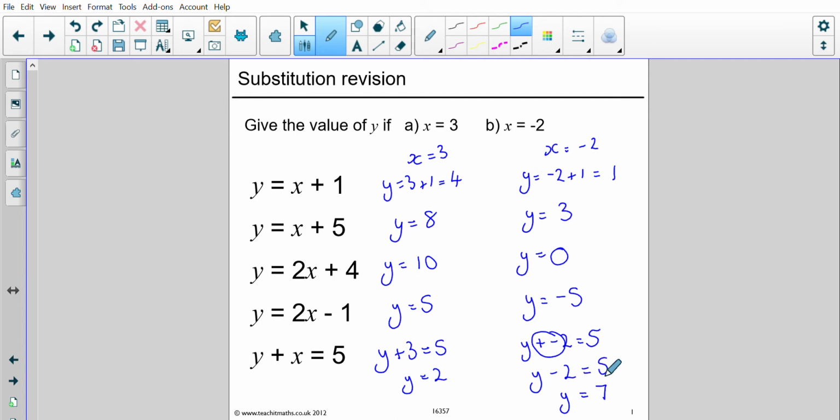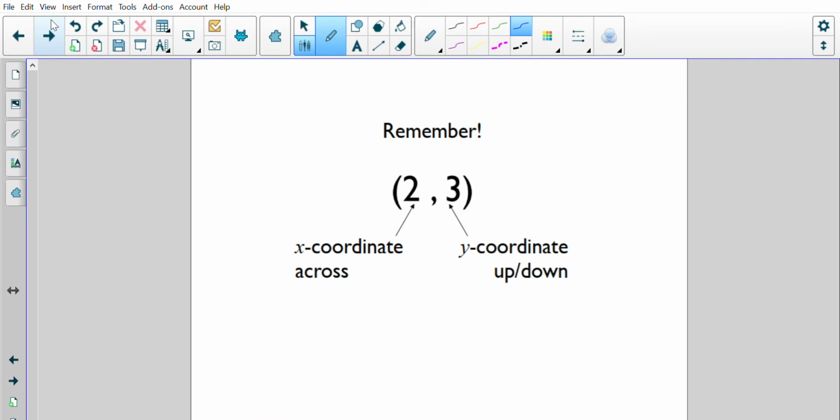Okay, if you found the negative ones of those, substituting x is minus 2, a little bit tricky, don't worry about that. That's going to be the extension work today if you want to try substituting with negative numbers. Okay, let's have a look at graphs then.